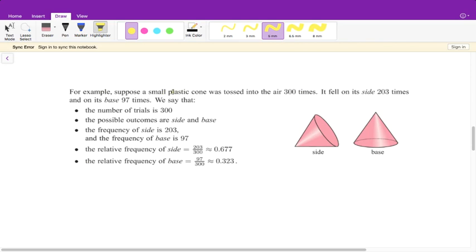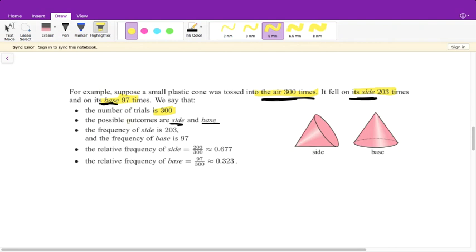It says, for example, suppose a small plastic cone was tossed in the air 300 times. It fell on its side 203 times and on its base 97 times. So the total number of trials is 300, because that is how many times we tossed the cone. The possible outcomes are the side or the base, because it could either fall on its side or on its base. It didn't say it can fall on the point or that sometimes it didn't fall on anything. It was one or the other.